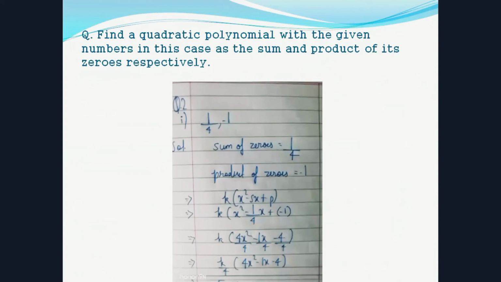So the formula is k times x square minus (alpha plus beta) x plus alpha beta. Just to make it easy to understand, we are writing alpha plus beta just as s and alpha into beta just as p. You can easily understand it like this: this is sum and this is product. And k is a constant here. Constant has no value.